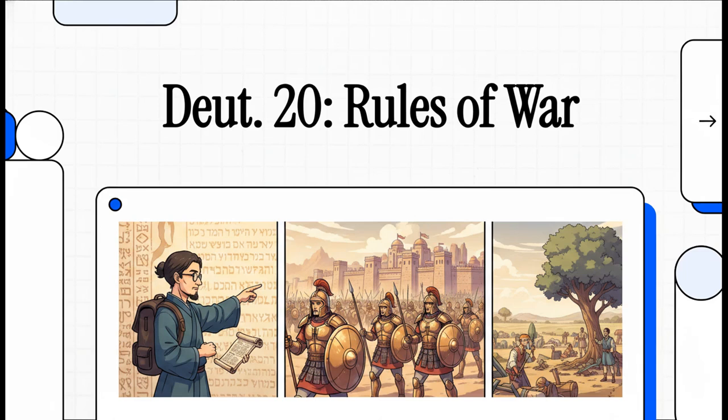Today we explain Deuteronomy chapter 20 in a clear and simple way, step by step. We're going to dive right into a complete, chronological walkthrough of this really fascinating text. Whether you're a longtime student of these ancient writings or you're encountering them for the very first time, this explainer is designed to systematically unpack the ancient rules of war, exactly as they're written in the text.